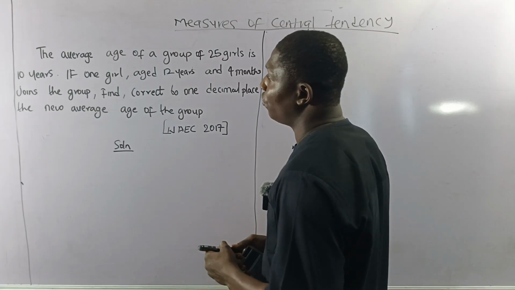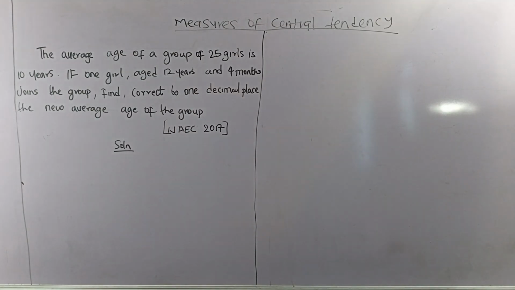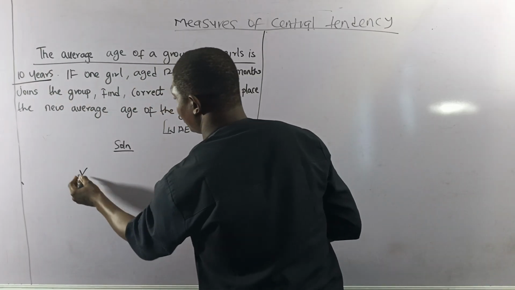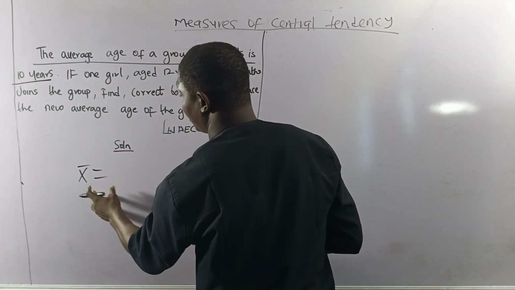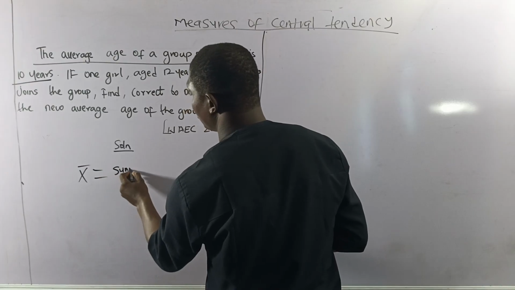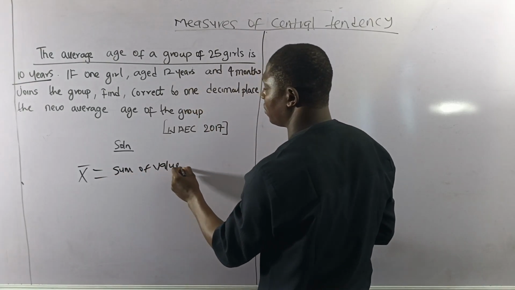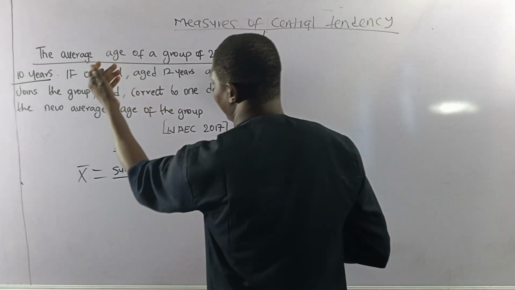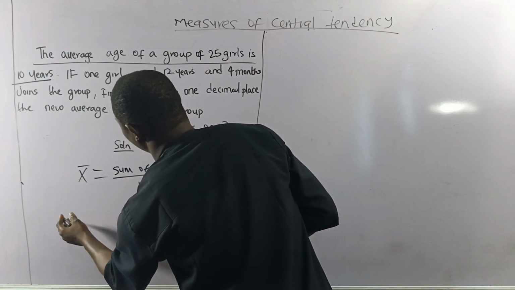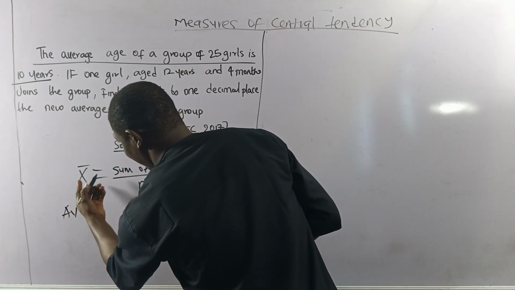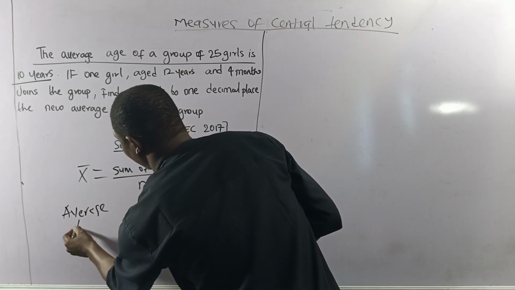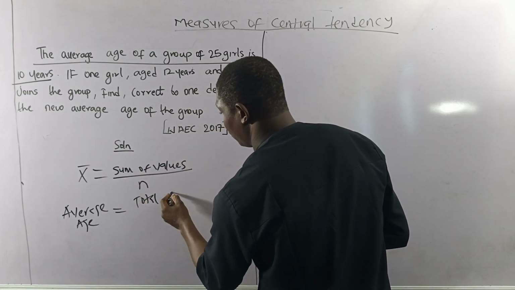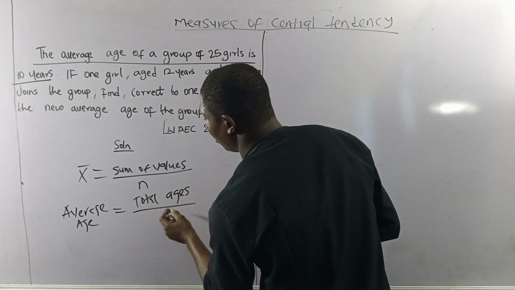Now let's use the first information given, which is from this to this. Mean in general is, which is x bar, equals what? Sum of values all over N. Since we are talking about age and this is average, we simply say our average age, which is the same as mean, will be equal to total, which is the same as sum, of ages all over N.